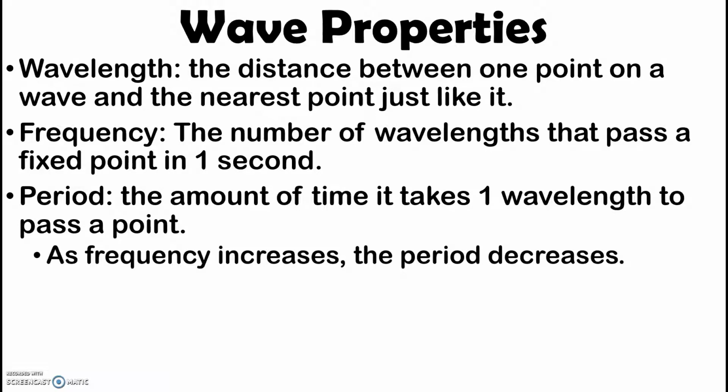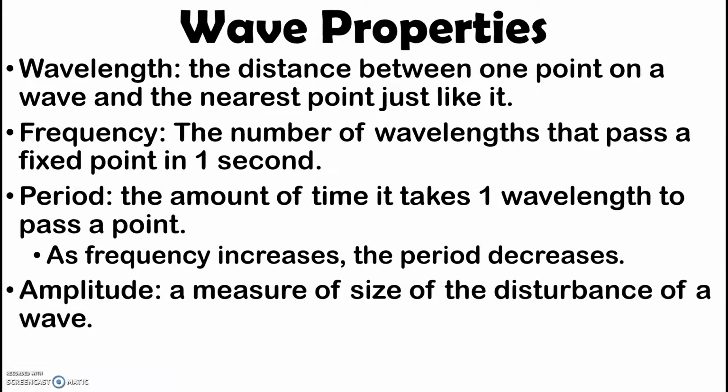So as frequency increases, the number of wavelengths passing a point increases, and the period will decrease, which is the amount of time it takes for one wavelength. So it's looking at the same wavelength, but from a different perspective. The frequency is how many are passing through in a second, and the period is how long it takes one wavelength to pass through that same point. Amplitude is a measure of the size of the disturbance of a wave.